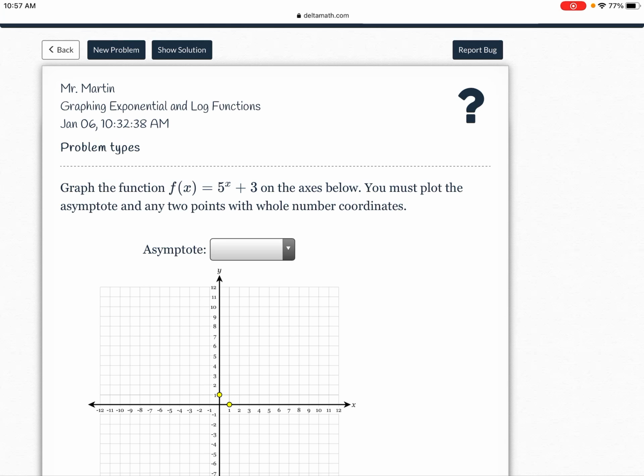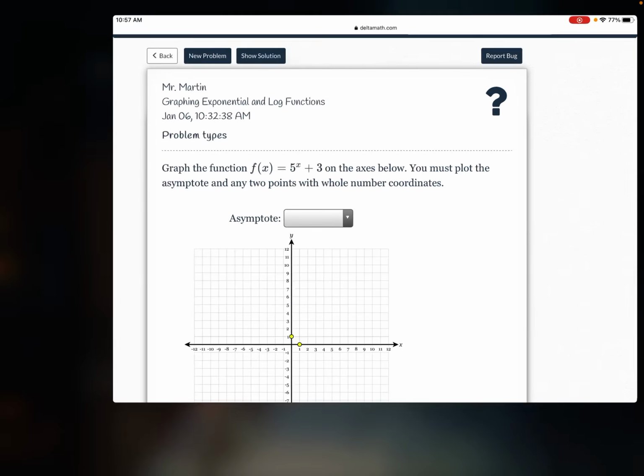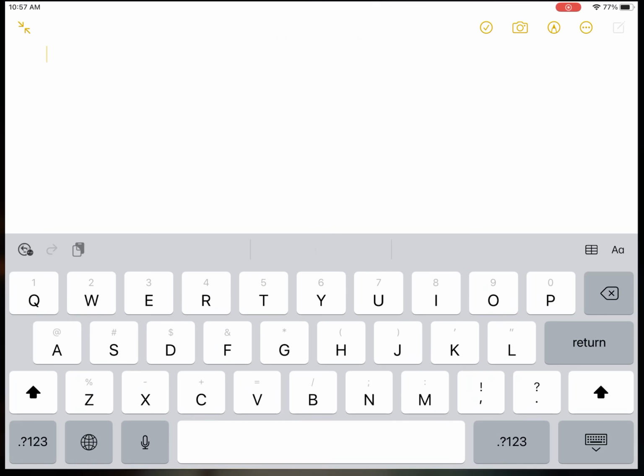So let's come up with 2 points first. Actually, let's just jump over to the notes. So where's my notes at? So that function was f of x equals 5 to the x plus 3. So we know for an exponential function, we have a horizontal asymptote, and that is y equals 3. So that's taken care of.